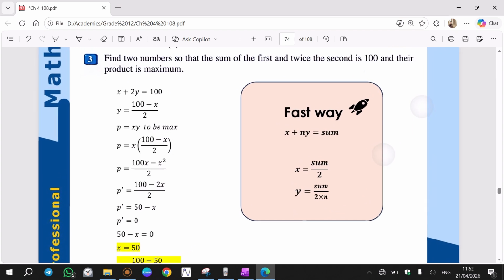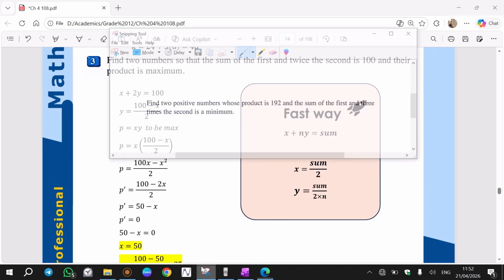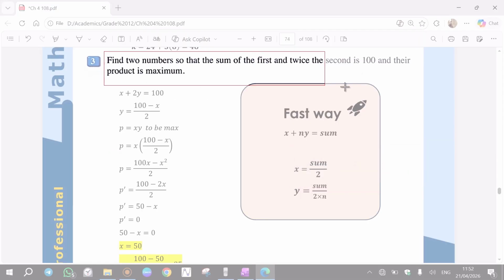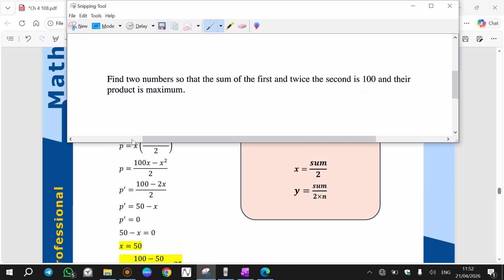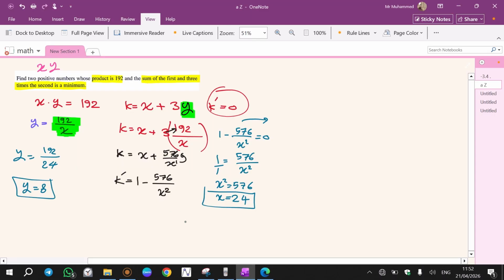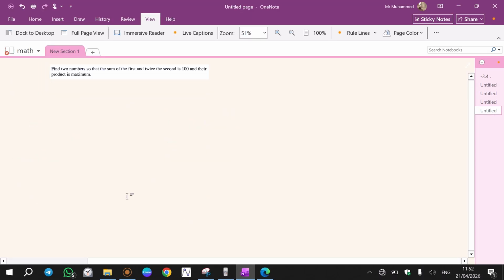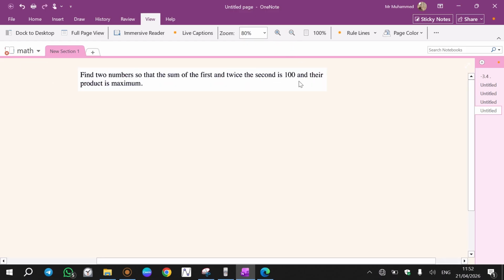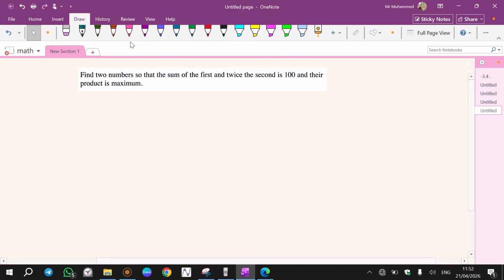Question 3 is the same idea. We're going to solve this one as well. Question 3. Find two numbers so that the sum of first and twice second is 100. Okay, the sum of first and twice second is 100. That's given. Okay, what should become maximum or minimum?